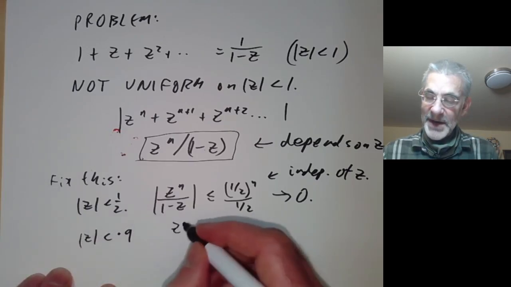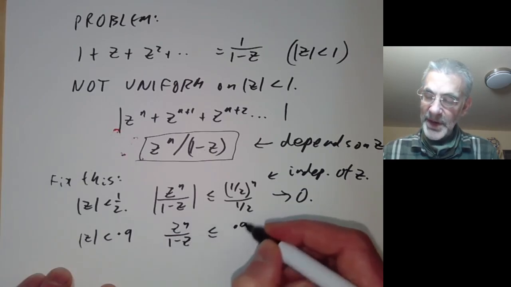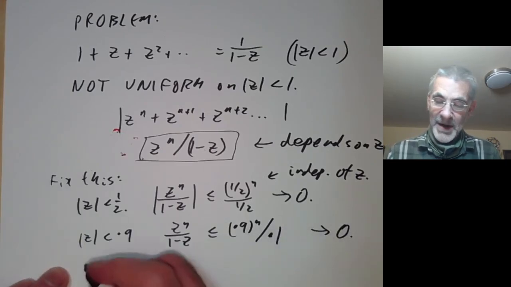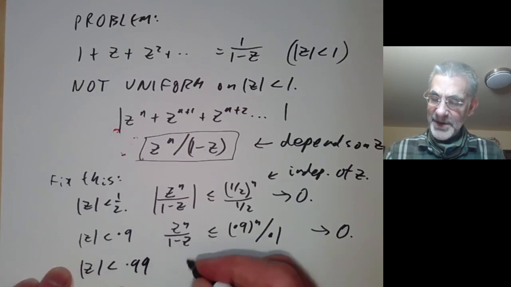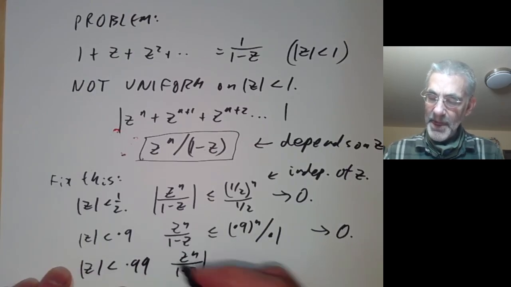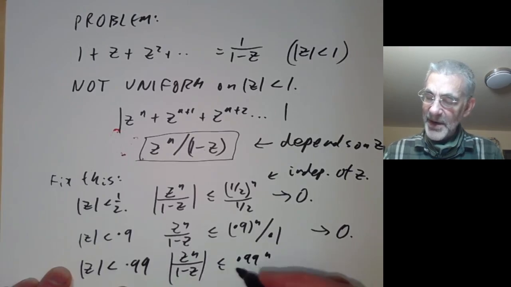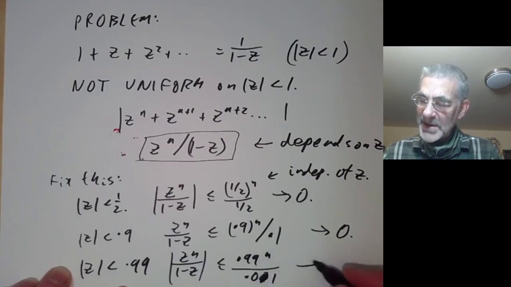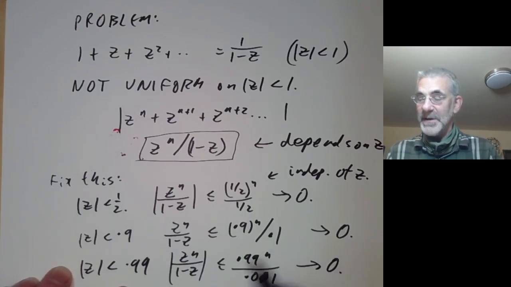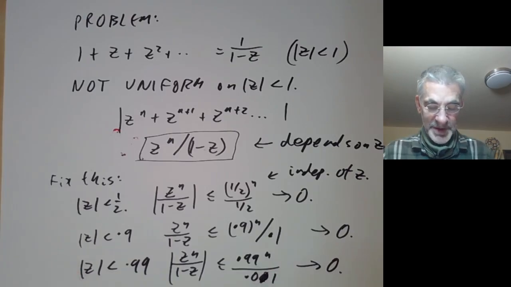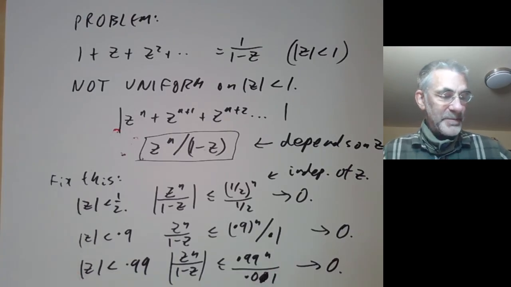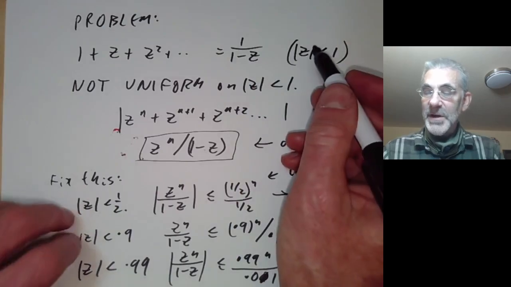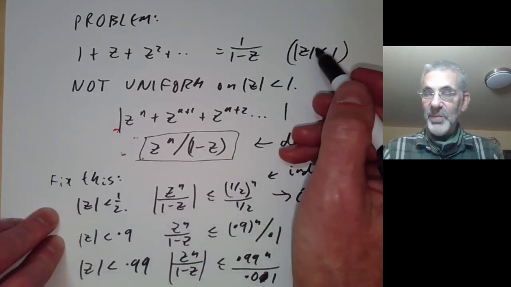And then we find z to the n over 1 minus z is going to be less than or equal to 0.9 to the n over 0.1. And this again tends to 0 and is independent of z. And we can do |z| less than 0.99. And then we get z to the n over 1 minus z is at most 0.99 to the n over 0.01, and this is getting quite big, but it still tends to 0, and it still doesn't depend on z, which is the key point of uniform convergence. So you can see what's going on. Although it's not uniformly convergent on the whole of this region, it's uniformly convergent on a lot of approximations to it.